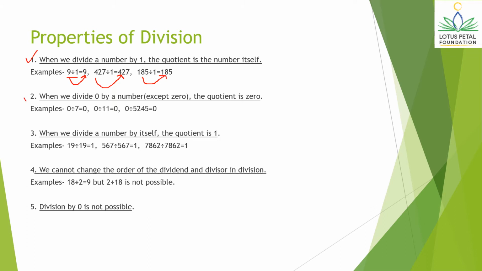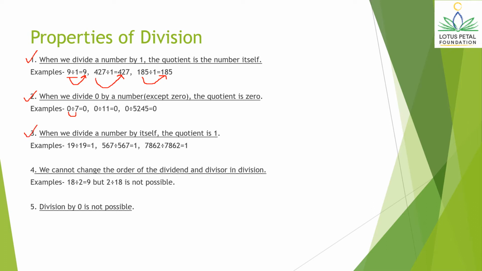Coming to our second property, which says when we divide 0 by a number, the quotient is 0. So if you divide 0 by a number, say 7, the answer, or the quotient, is always 0. If you want to divide 0 by 11, the quotient is again 0. If you divide 0 by a 4-digit number or any number, the quotient you will get is 0.